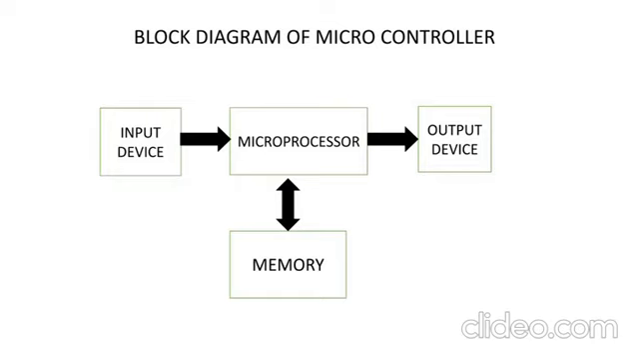An input device, for example, can be a keyboard or mouse, whereas an output device can be a monitor, CRT, etc. Now memory. The memory unit is used to store data, addresses or instructions in hexadecimal form. This memory unit is divided into two parts: primary memory and secondary memory.